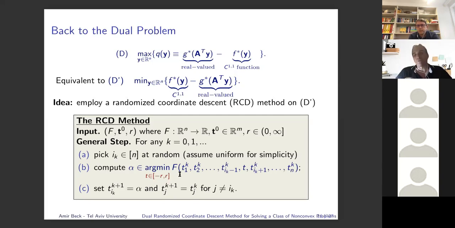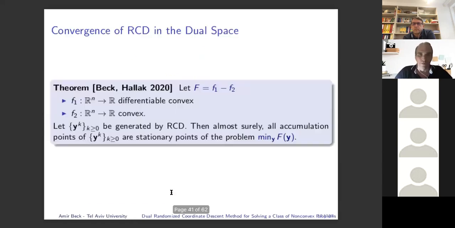And then after we find the minimization, we make the update, and the update is that we update the ik index to be alpha, the argmin that we found, and all the other indices remain the same. So this is actually randomized coordinate descent method. At each iteration, we pick a random index, we minimize with respect to this index, and move on. The only thing that is different here is that we allow the minimization to be bounded over some kind of an interval, and also not necessary. And again, we do it in the dual.